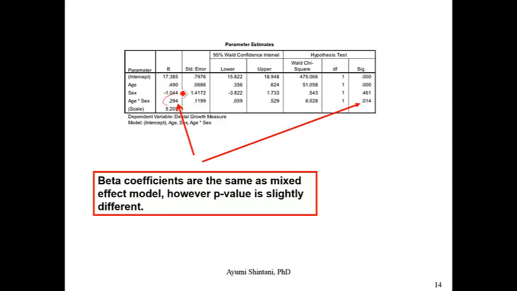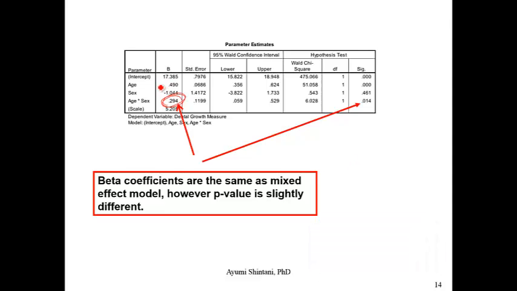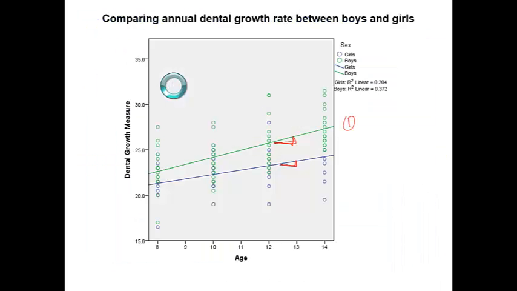So beta coefficient for the interaction, okay? And this indicates the change in two slopes between boys and girls. So what does it mean? Okay. So the main effect beta coefficient for age is the slope of a girl. So 0.490 would be this. Okay. So this beta slope is 0.490.